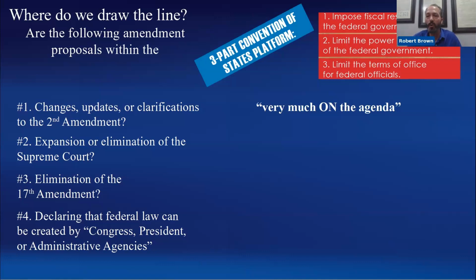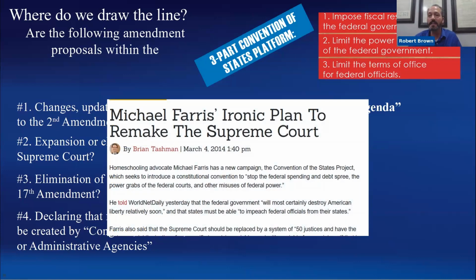Expansion or elimination of the Supreme Court. Co-founder of Convention of States, Mark Meckler and Michael Ferris founded the Convention of States together. Michael Ferris, after he starts promoting the Convention of States, starts talking about different ideas of what we could do at this convention if we get this convention to happen. One of which he says is, let's remake the Supreme Court. Let's massively expand the Supreme Court. He wants to create 50, as you see right at the bottom of his little insert there. He wants to have 50 Supreme Court justices modeled after the United Nations Court of Appeals. And so that each state would appoint their own justice.